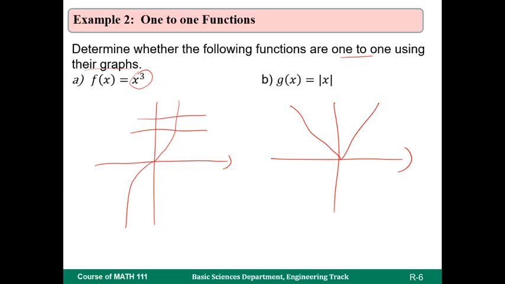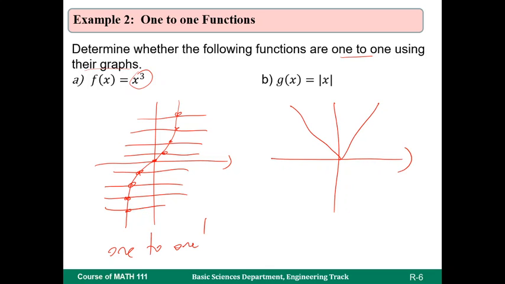When you use the horizontal line test for x cubed, as you see, any horizontal line is passing through, or intersecting, the curve at only one point, so it is one-to-one. Now, when it comes to the absolute value of x, as you see, we can find a horizontal line intersecting the graph of the absolute value of x at 2 points, so it's not one-to-one.